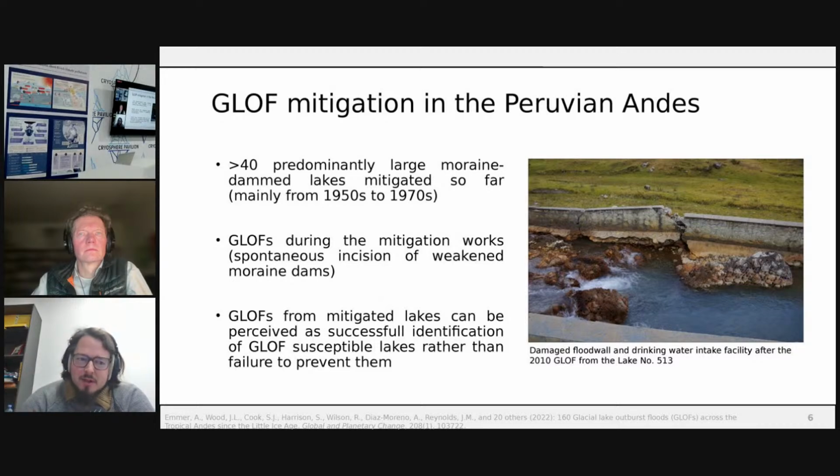At the same time, several floods occurred from lakes that had been mitigated, but I would see this rather as a success of the identification of flood-susceptible lakes rather than the failure to prevent them, because the only way to really prevent the flood is to drain the lake completely.